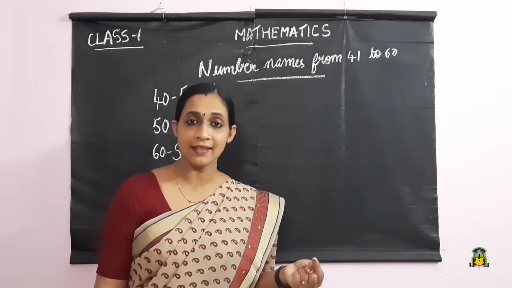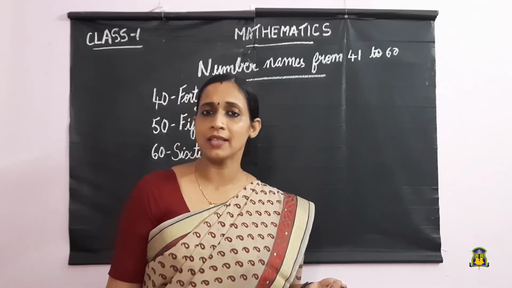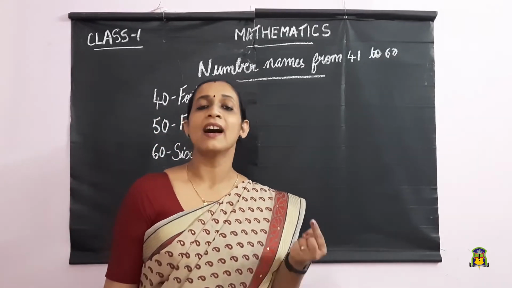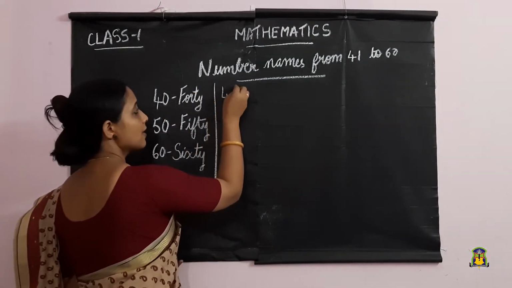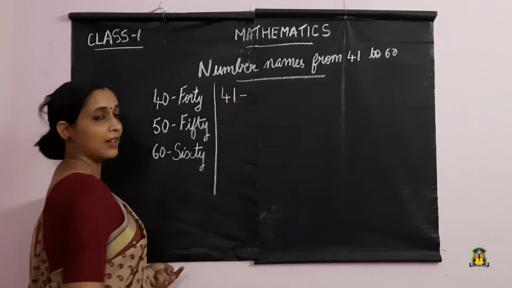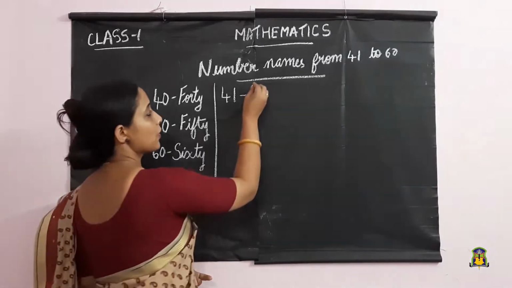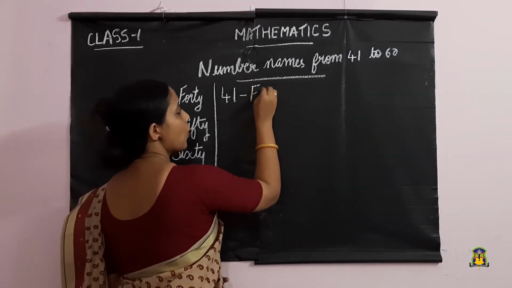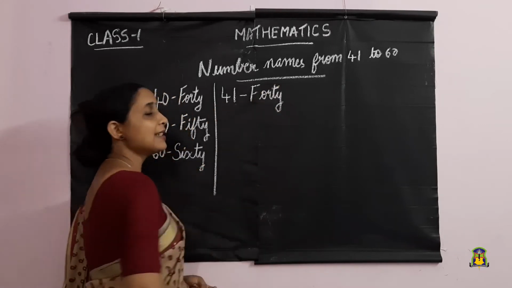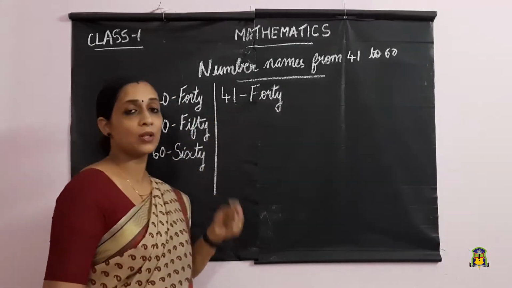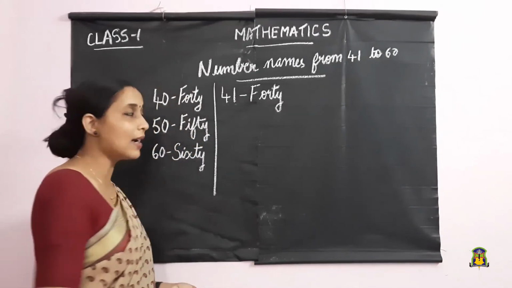You have already learned the counting till 100, right? So tell me which number comes after 40? The number after 40 is 41. Very good. And how will you write 41? 4 and 1. Right? 40 and 1 makes 41. And how will you write 40? F-O-R-T-Y, 40 and 1. What is the spelling for 1? You have already learned. What is that? O-N-E, 1.